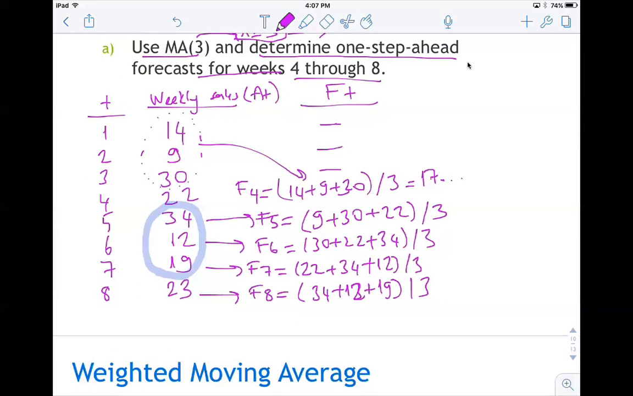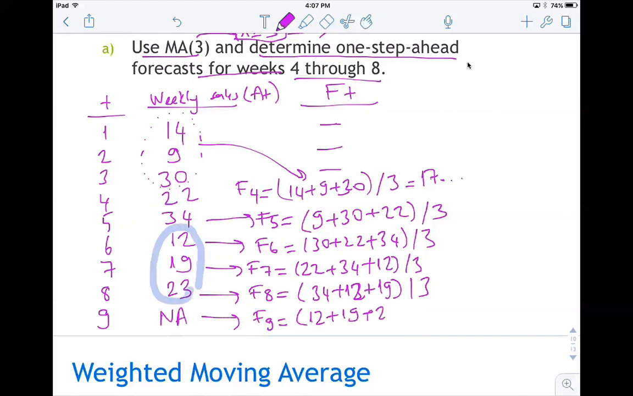And finally, I would like to make a forecast for week 9. I do not have any actual observation because this is the next time period, and I can still make a forecast for it because I do have the three most current data observations, 12 plus 19 plus 23 divided by 3. That would be my future forecast.